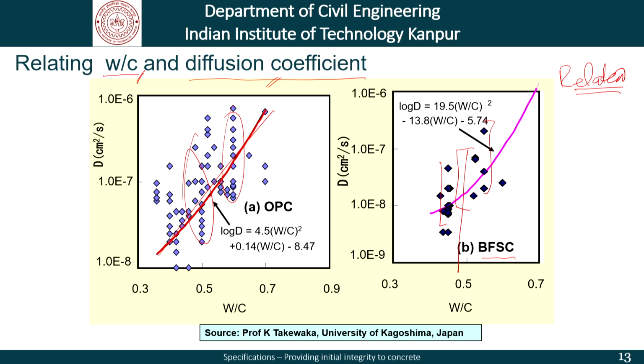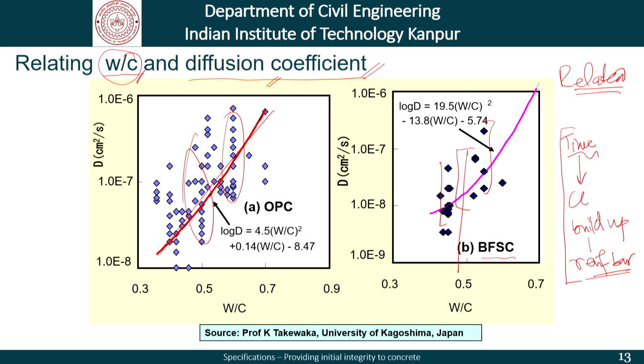Having said that, the point is that the water cement ratio basically is an important factor on which the diffusion coefficient depends, and once we are able to figure out the diffusion coefficient, we will be able to find out how much time it takes for chlorides to build up at the level of the reinforcing bar. So, that is basically the thought process that we are talking about, and in order to provide initial integrity to the concrete, that is to the cover concrete, one of the important thrusts has to be the water cement ratio, and that is what is already given.